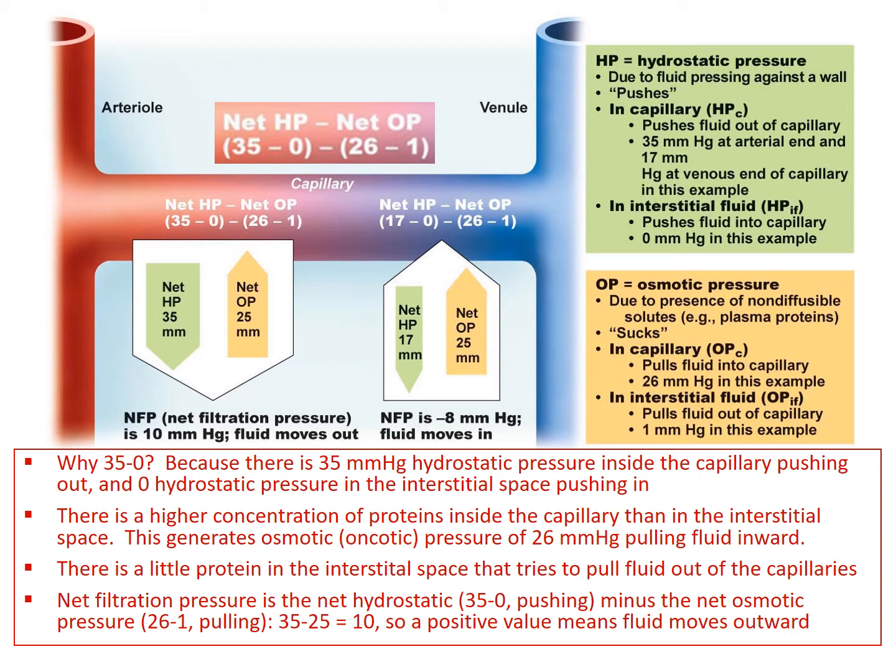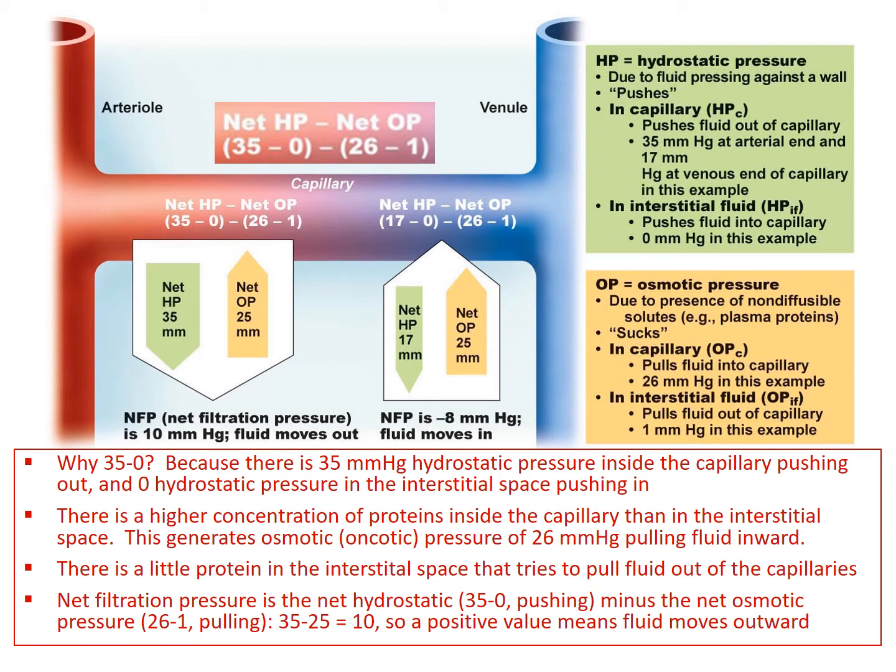So the osmotic pressure in the capillary is 26, and the osmotic pressure in the interstitial fluid is 1. That means the osmotic pressure will try to pull fluid back into the capillary at a force of 26, while the osmotic pressure on the outside tries to pull it out at a pressure of 1 millibar. So your net osmotic pressure is actually 25 millibars.